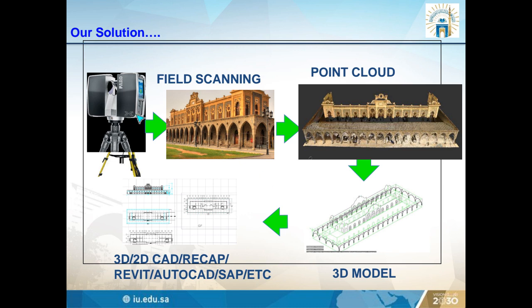So here we perform the laser scanning. This is the field scanning. In different locations we put our laser scanners. We use 12 scanners, and then we collect the point clouds, and finally we create the 3D model, and finally we produce the drawings, ground floor or elevations, and we even prepare the model for our structural analysis.